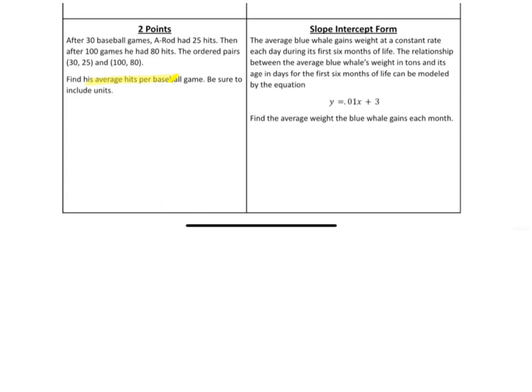So again, we're looking for the average hits, okay? We're looking for how many hits he's getting per game. So we're looking for slope. I'm given the ordered pairs, so I could use the slope formula if I wanted to. I'm going to choose to make a tiny table on this one. Now, if you want to use the slope formula, go for it. Label 1 is 0.1, 1 is 0.2, and plug them in.